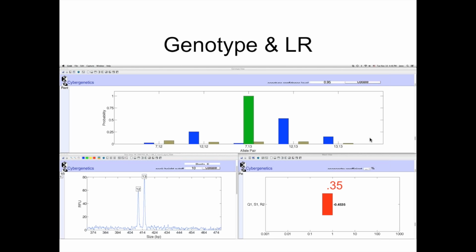Since blue has 1/3 the height, the evidence genotype, relative to the population, shown in brown, we see on the bottom right, in red, the 0.35 is expressing that 1/3 probability, and in log units, this would contribute a negative weight of evidence, an exclusionary amount of negative 0.4535, showing that the data is not supporting the inclusion of a 713 individual at this penta locus.